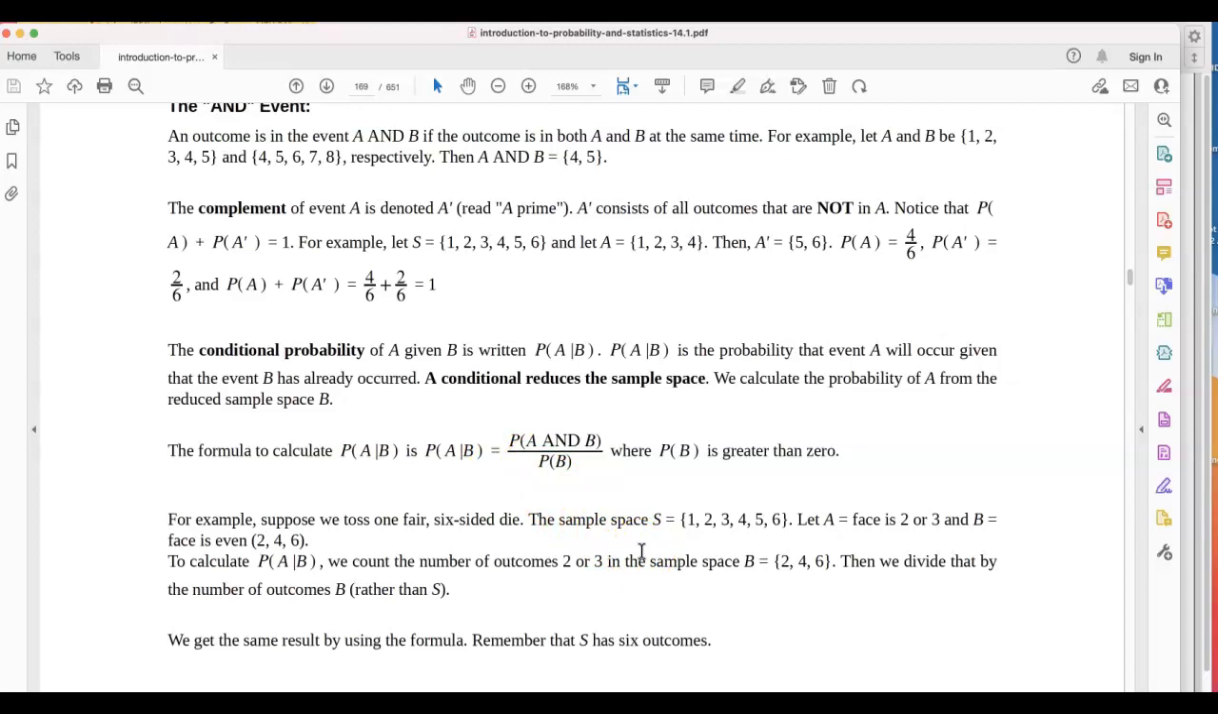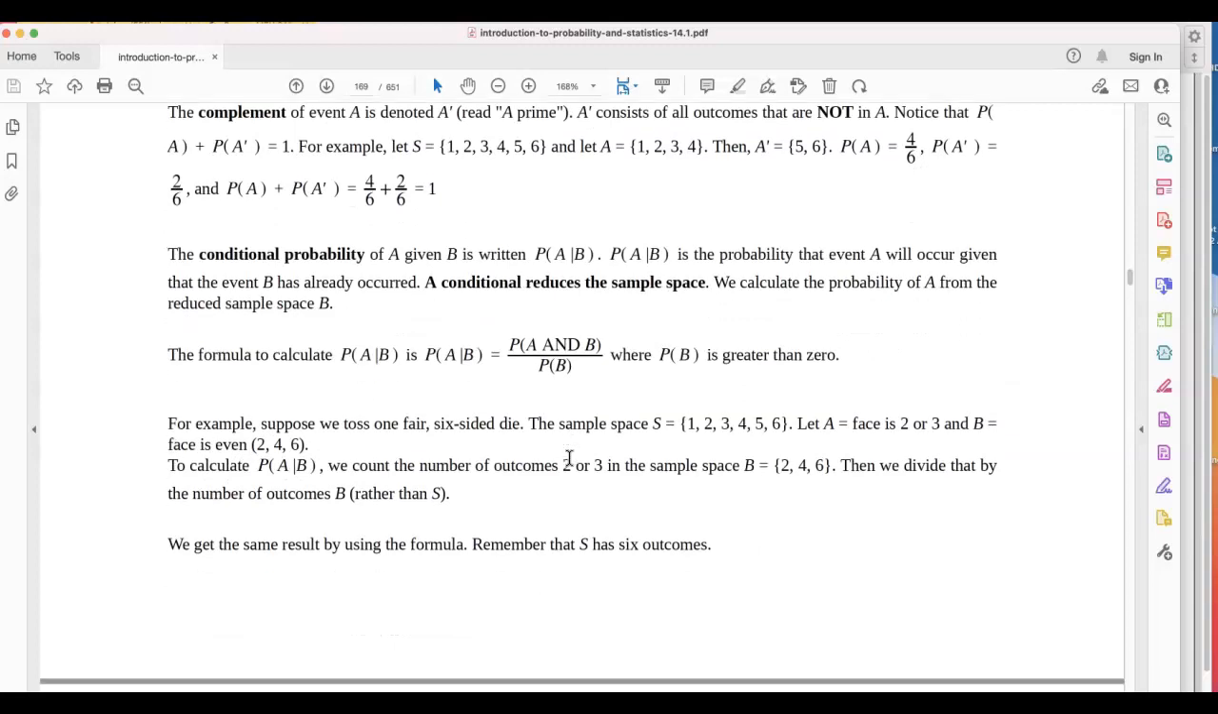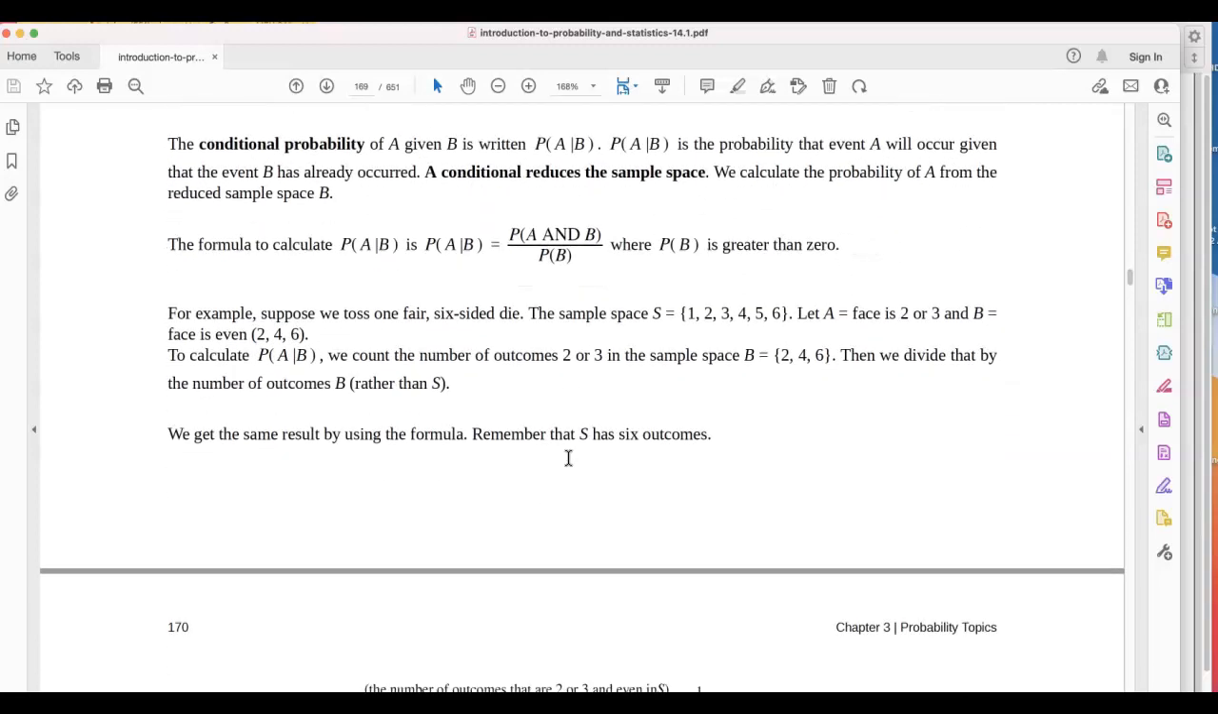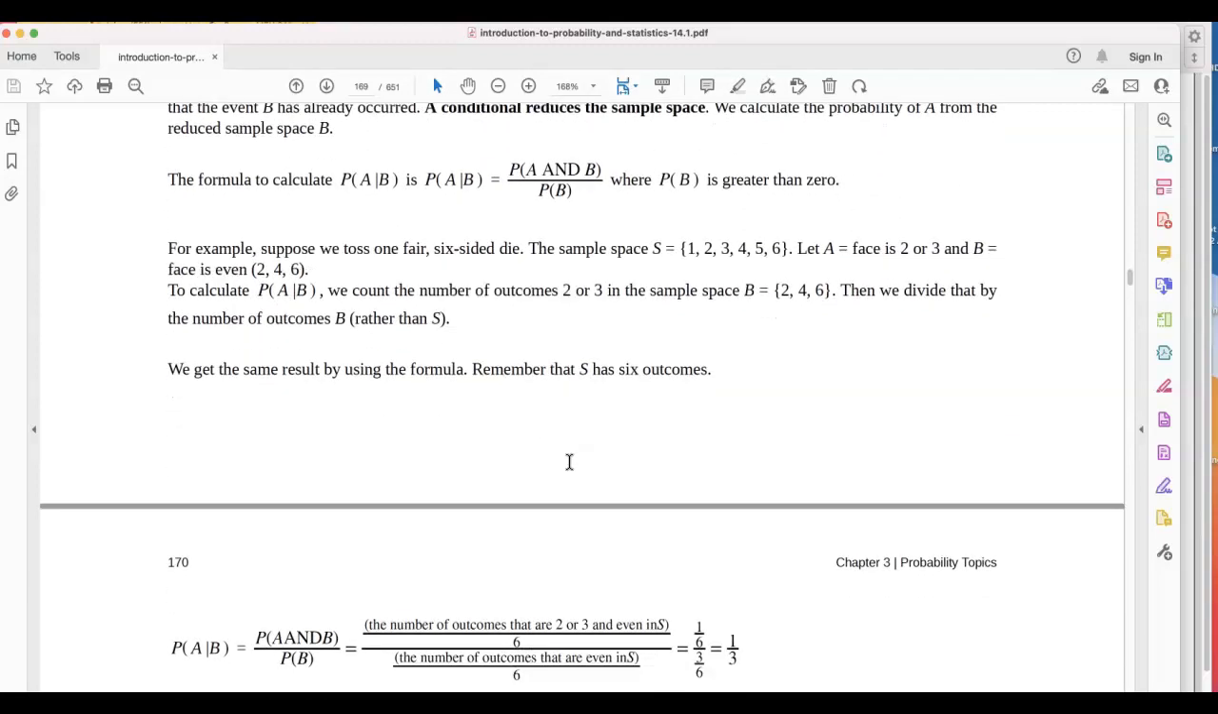So 2 is the only number in this sample space of B. When we're doing A given B, B has already occurred, that means we only have 3 left in the sample space. So the probability would be 1/3 for that. And they show that here by dividing.